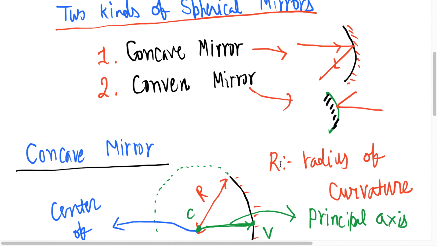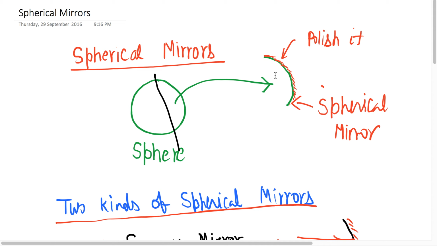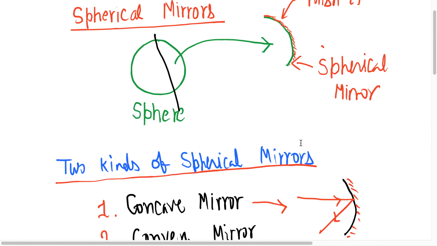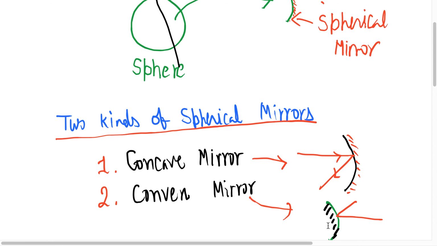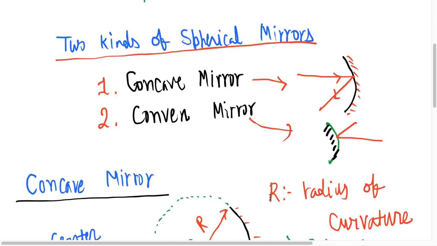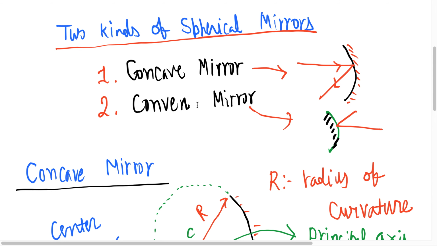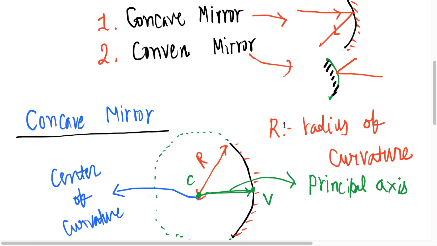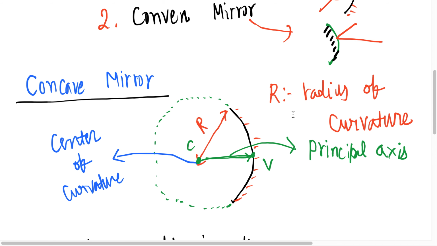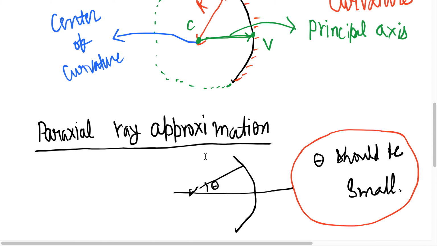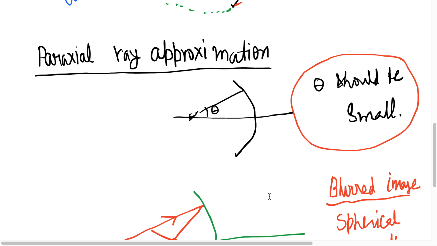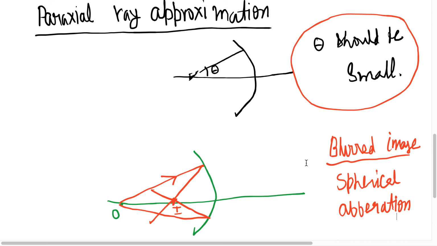So that's all we discussed in this tutorial. We talked about a spherical mirror, and we said that if we polish the outer surface, we get what is called a concave mirror, and if we polish the inner surface, we get a convex mirror. You call a mirror concave or convex depending on which side of the mirror is reflecting. Now, given a concave mirror, we talked about radius of curvature, center of curvature, principal axis, and finally we talked about paraxial ray approximation, where we said that we will be working with a small theta. If we don't work with a small theta, then we will get something called a blurred image, and this problem is called spherical aberration.